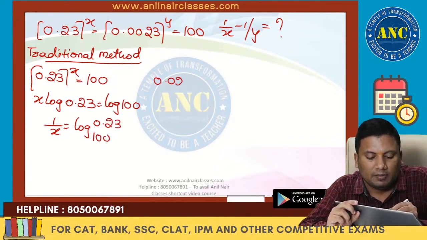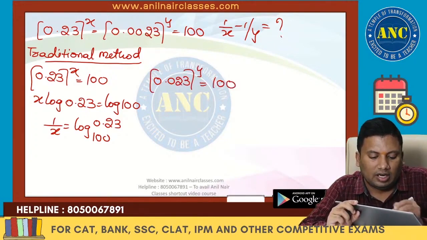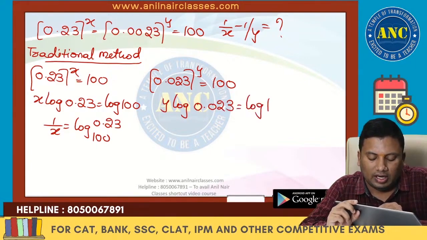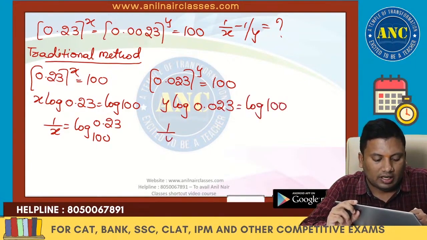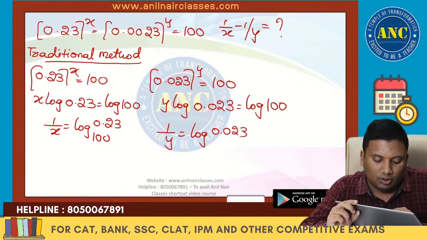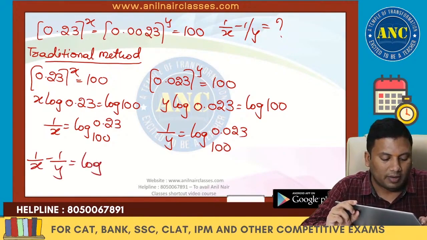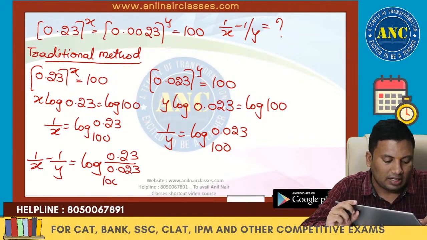Similarly, 0.023 power y equivalent to 100. So y log 0.023 equivalent to log 100. So 1 by y is nothing but log 0.023 base 100. Now 1 by x minus 1 by y is nothing but, log a minus log b, log of 0.23 divided by 0.023 base 100.